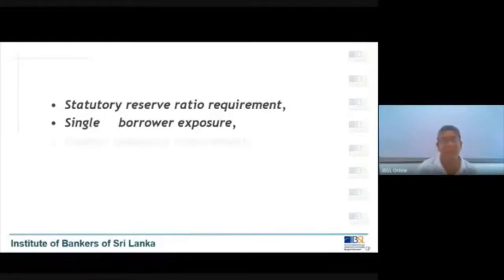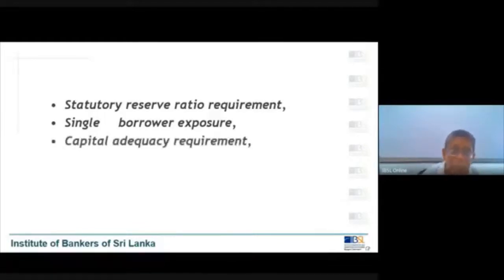That was the second one. Third one, capital adequacy requirement. Now, are you aware of that? I think you are going to learn that also under commercial banking as well as survey. Capital adequacy requirement: what is the capital you need to maintain in your bank? There are two ratios established by the central bank from 2020. Every bank needs to maintain them.